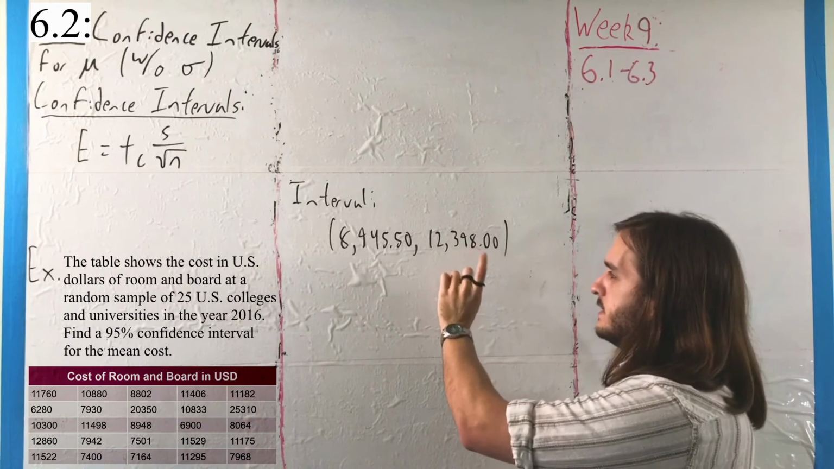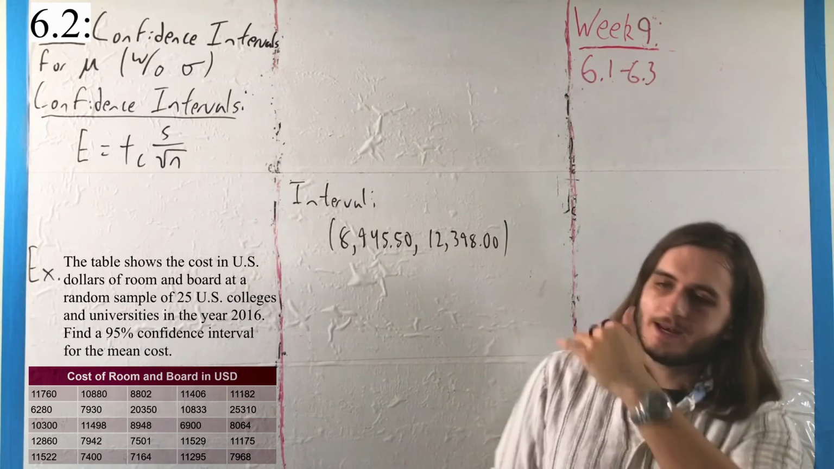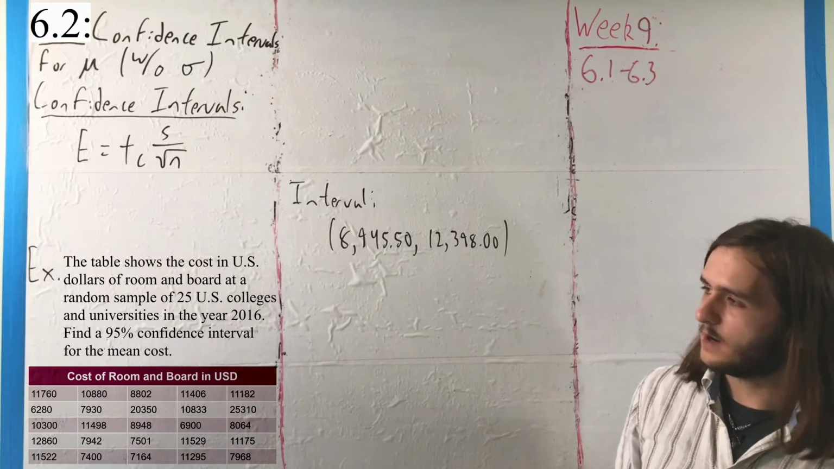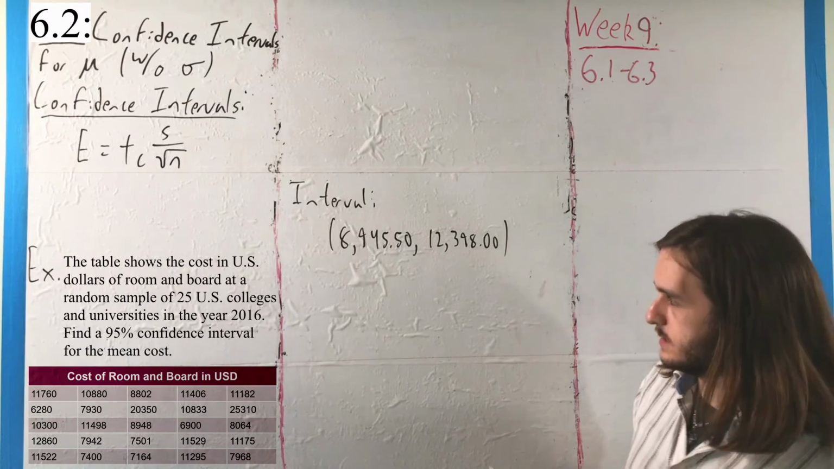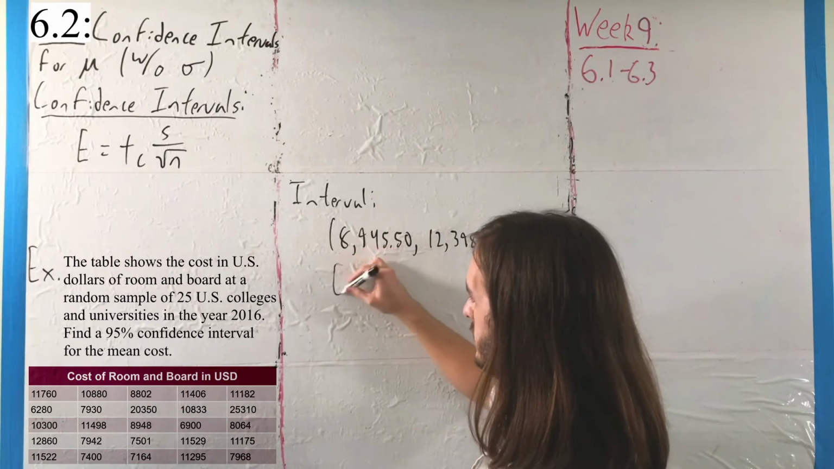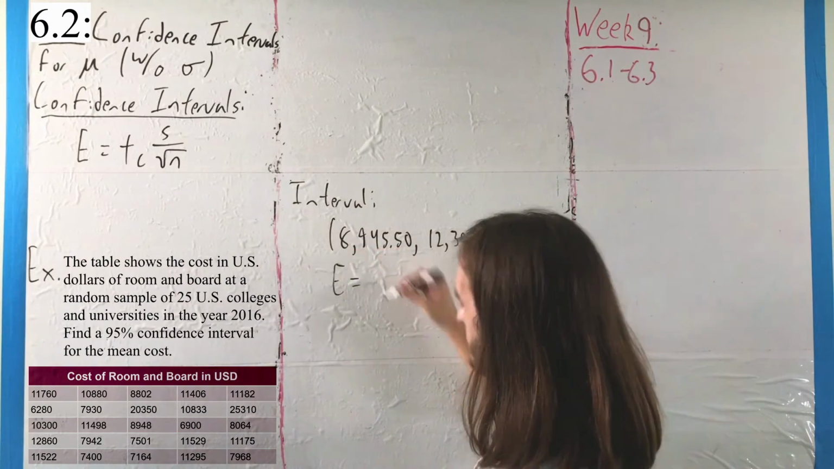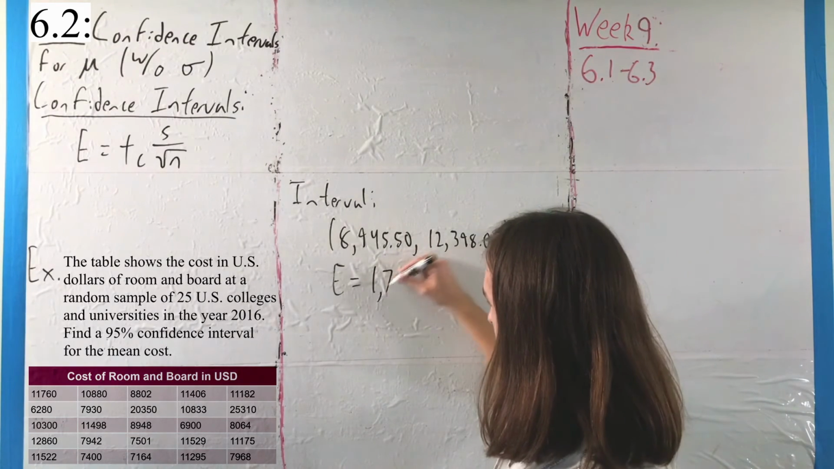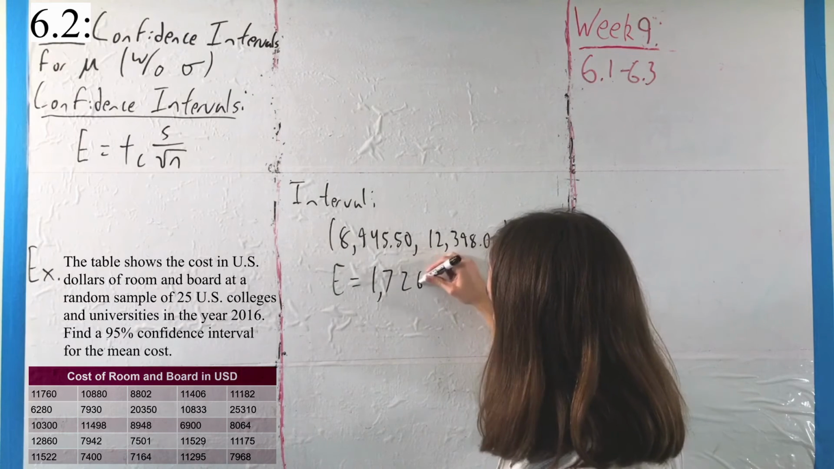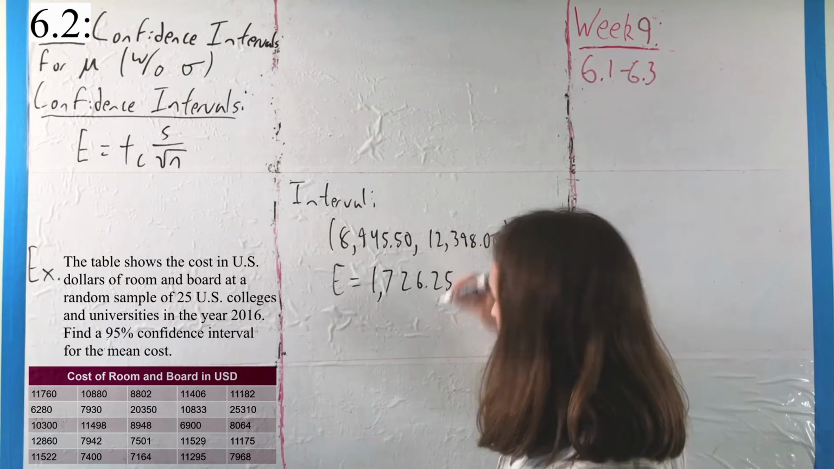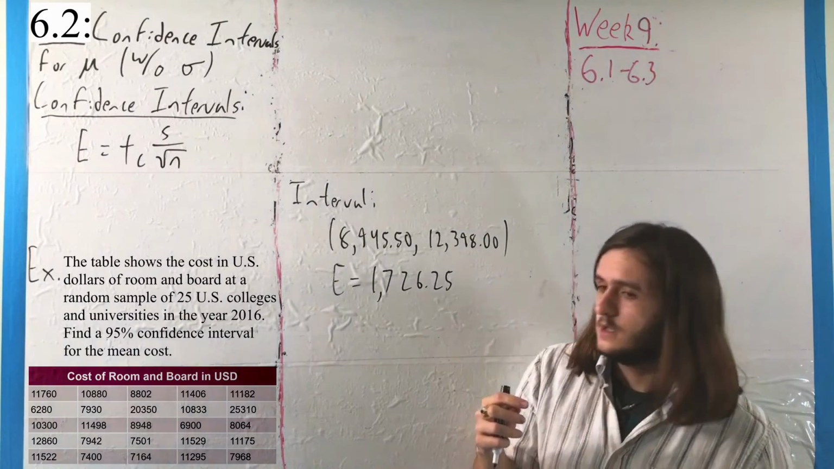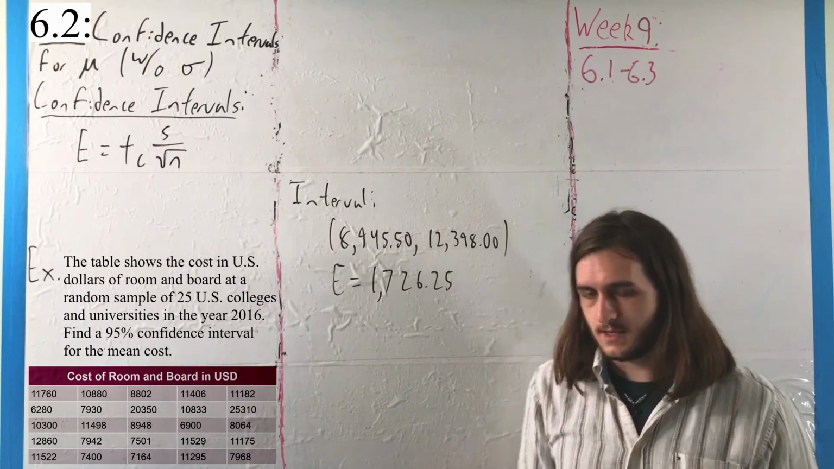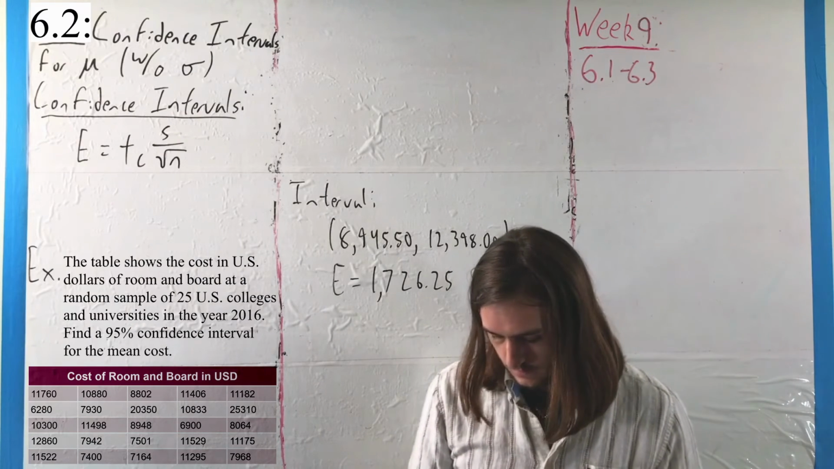Note that if you wanted the margin of error here, what we could do is take these two values, subtract the smaller one from the bigger one, and divide by 2, because, well, we want to find how far apart they are. We want to find that radius to get the margin of error. So we could, if we needed E in particular, get that E in this case is $1,726, excuse me, and 25 cents.